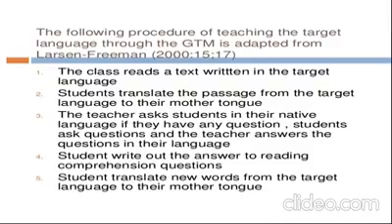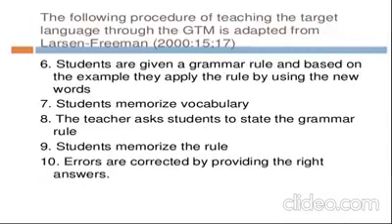Number 4, students write out the answers to reading comprehension questions. Number 5, students translate new words from the target language to their mother tongue. Number 6, students are given a grammar rule and, based on the example, they apply the rule by using the new words. Number 7, students memorize vocabulary. Number 8, the teacher asks students to state the grammar rule. Number 9, students memorize the rule. Number 10, errors are corrected by providing the right answers.